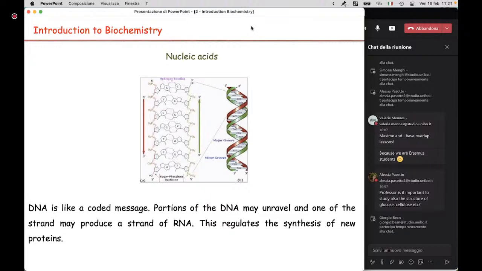This is the macro structure of DNA. Here you can see again the two chains where A, T, G, C are always coupled together, okay? Always T with A and C with G, or vice versa, G with C and A with T. And together they form this double helix that is contained within the nucleus.